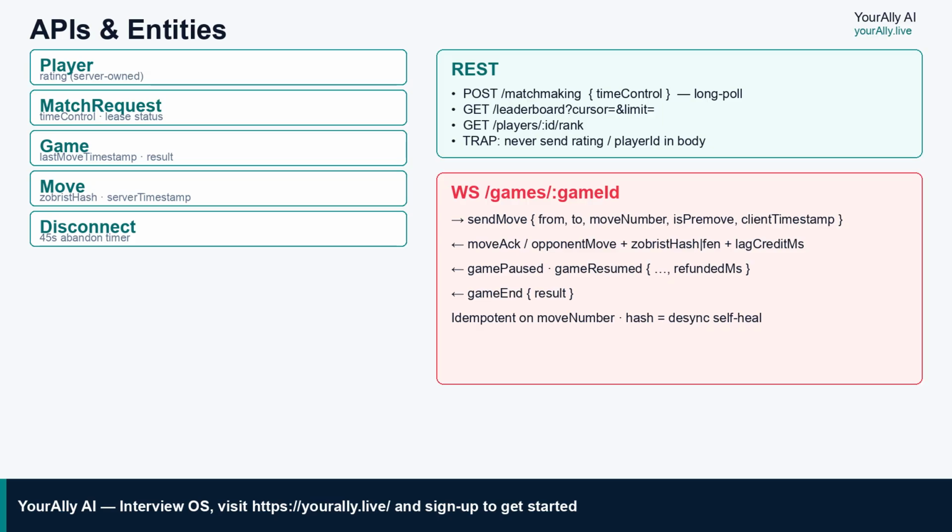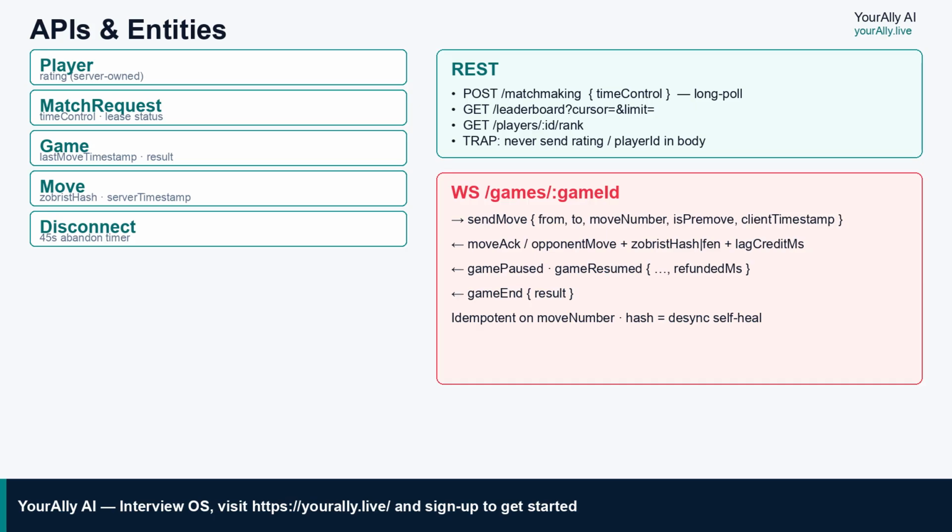Move is append only history. Move number, from, to, server timestamp, Zobrist hash after apply. Optional is pre-move. The log rebuilds boards when hosts die. Disconnection state is operational per seat: disconnected at, abandoned deadline, say 45 seconds, and whether we are in normal ticking or abandoned mode. A 3-second mobile blip should not forfeit. An endless stall should not freeze the opponent forever.